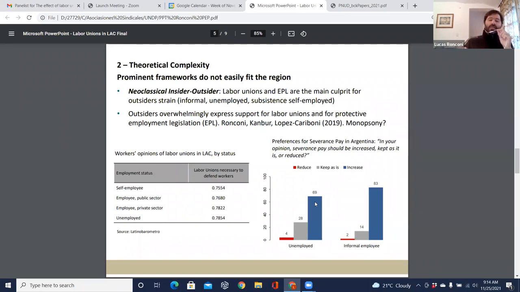So what we are saying here is that there are a large number of assumptions in the neoclassical insider-outsider model. But this story, which argues that labor unions are the main reason for high inequality and for high inefficiency in the region, does not appear to be very adequate, at least to understand Latin America and the Caribbean.